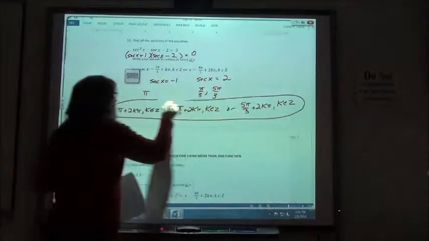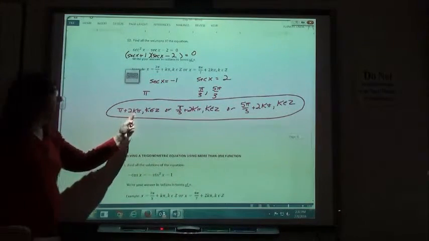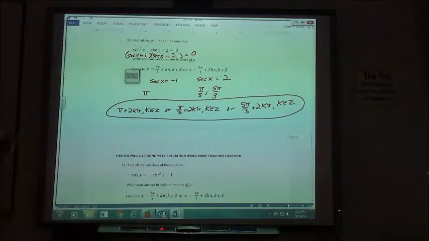Normally sine, cosine, secant, and cosecant have a period of 2 pi, so that's normally how your answers will be, unless, like I said, for some reason you can combine them, and then you could.